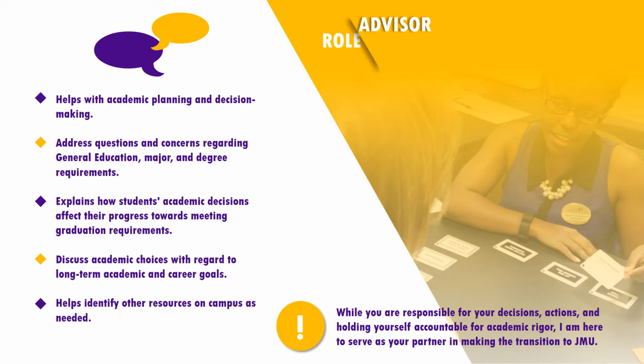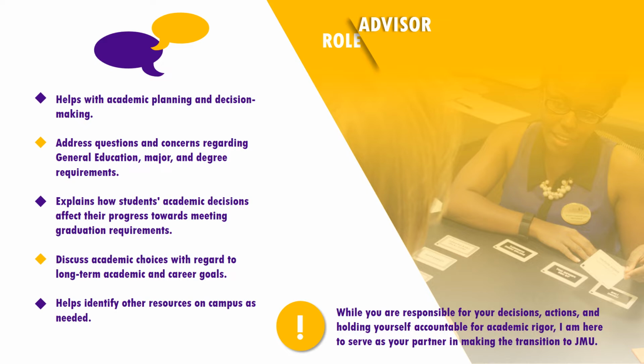Number 3, explain how students' academic decisions affect their progress toward meeting graduation requirements. So depending on what major you choose and the classes that you complete and when you complete them, your advisor will tell you what's the best way to set up your schedule so you graduate in 4 years. Number 4, discuss academic choices with regard to long-term academic and career goals. So looking ahead, if you have a certain career in mind or you want to be in a certain place after you graduate, your advisor can go through those different choices and suggest different courses that will help you achieve the goals you have after graduation.